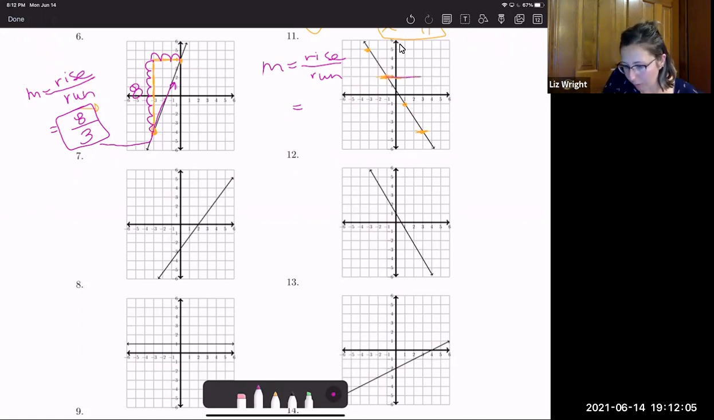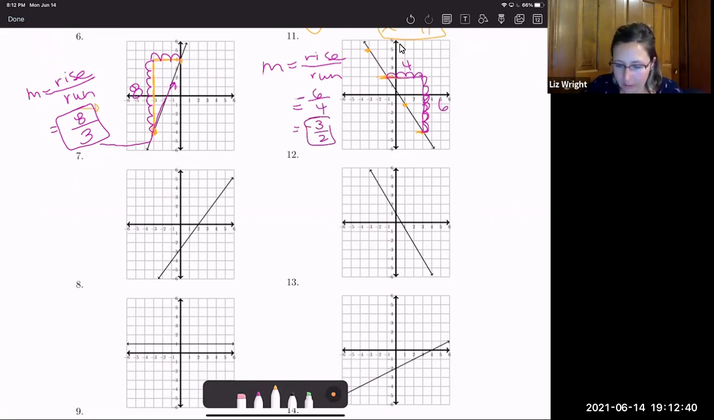So if we draw a triangle between those 2 points, our rise over our run is going to be up 1, 2, 3. Oh, I got off. 1, 2, 3, 4, 5, 6. That's 6. And then 1, 2, 3, 4. So my rise over my run is 6/4. Is it positive or negative? We're going down to the right. So that should be negative. And now reduce. That's going to be -3/2. -3/2.